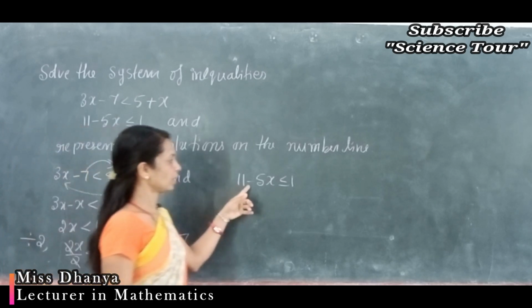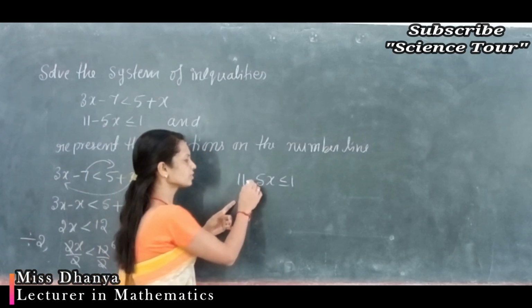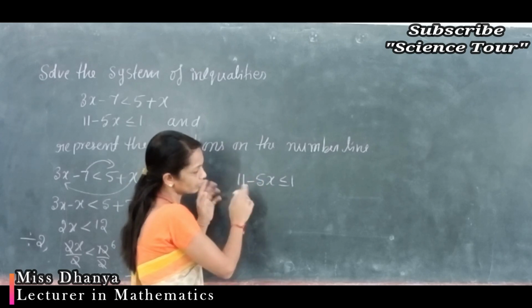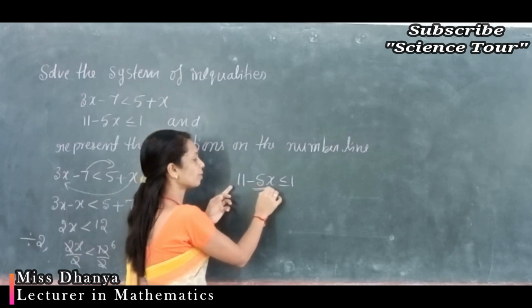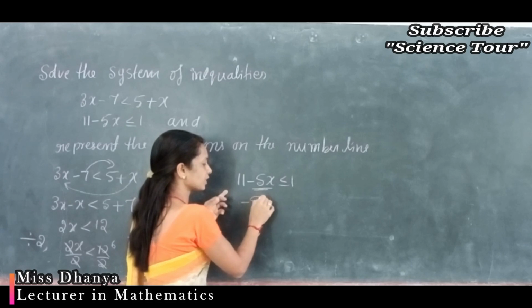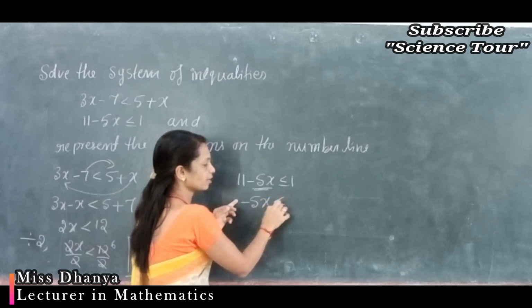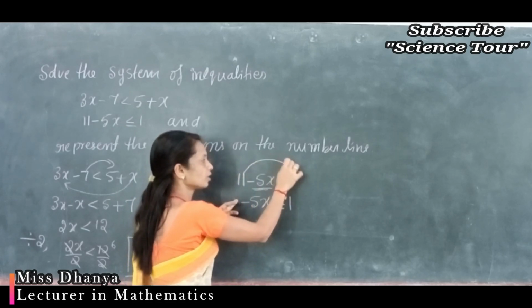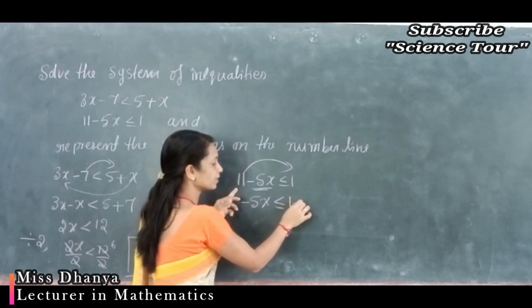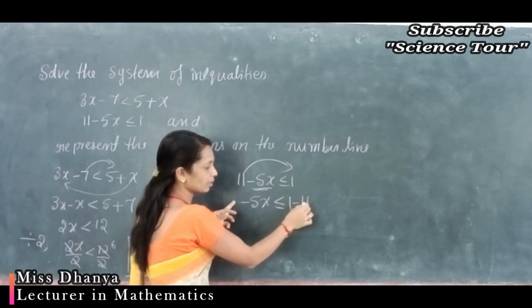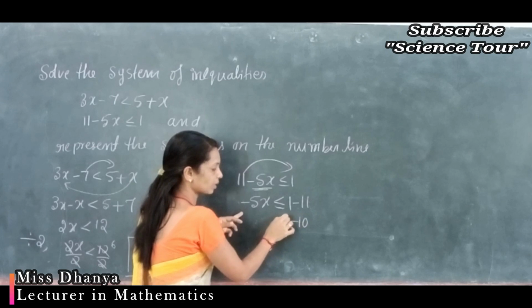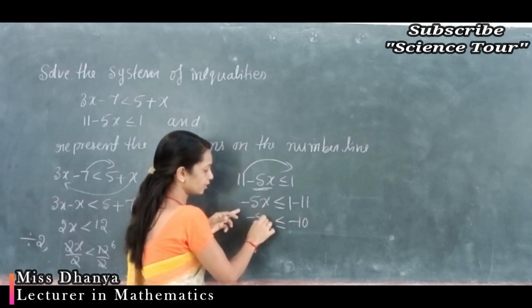And the second inequality. Since here you have or, otherwise we keep it as it is. I'll keep the minus 5x on the same side: minus 5x less than or equal to 1. Now we shift 11 to the other side as minus 11. 1 minus 11 is how much? That is minus 10. Same symbol, and here minus 5x.